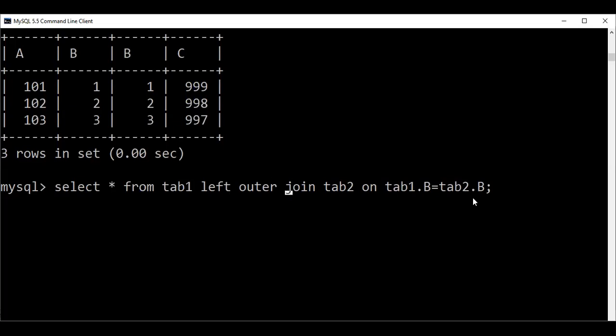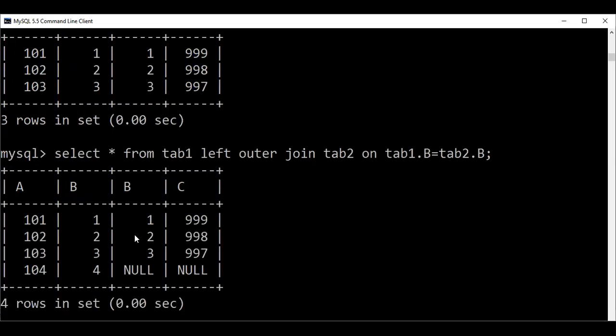So left outer join. Since it is a left outer join, which one is the left side table? Tab 1 is the left side table. It means it will give all the rows from tab 1, those that are common and those that are distinct. Now it will give me 4. You can see 101 has a combination, 102 has a combination, 103 has a combination. But though 104 is present, it has no combination. So the B and C columns coming from the right side table, that is tab 2, have no association. That's why it's putting null.